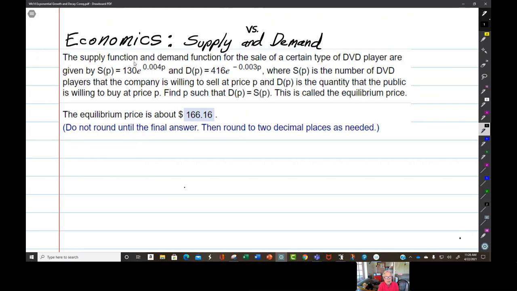Okay, the supply function and demand function for the sale of a certain type of DVD player are given by these formulas. S of P is 130 e to the 0.004 P. And the demand is D of P equals 416 e to the negative 0.003 P, where S of P is the number of DVD players that the company is willing to sell at price P. And D of P is the quantity that the public is willing to buy at price P.